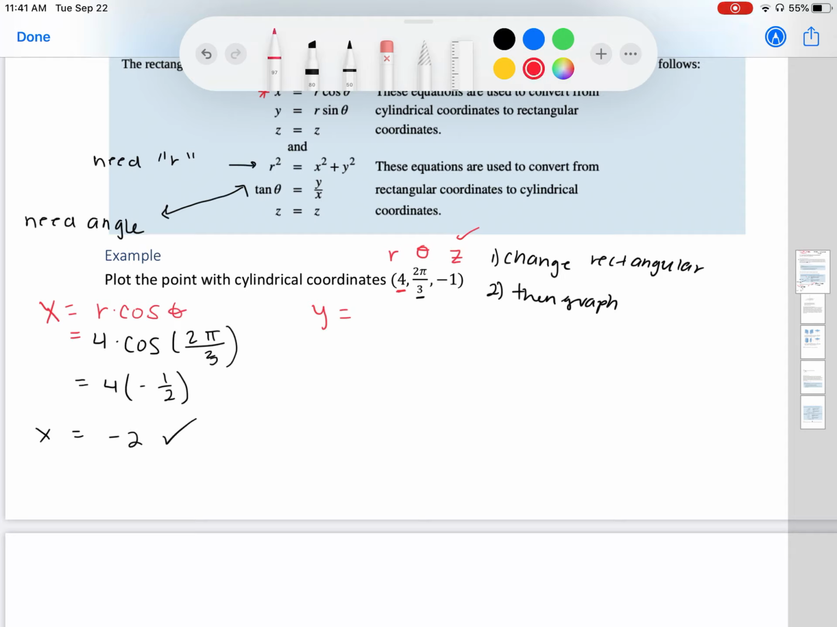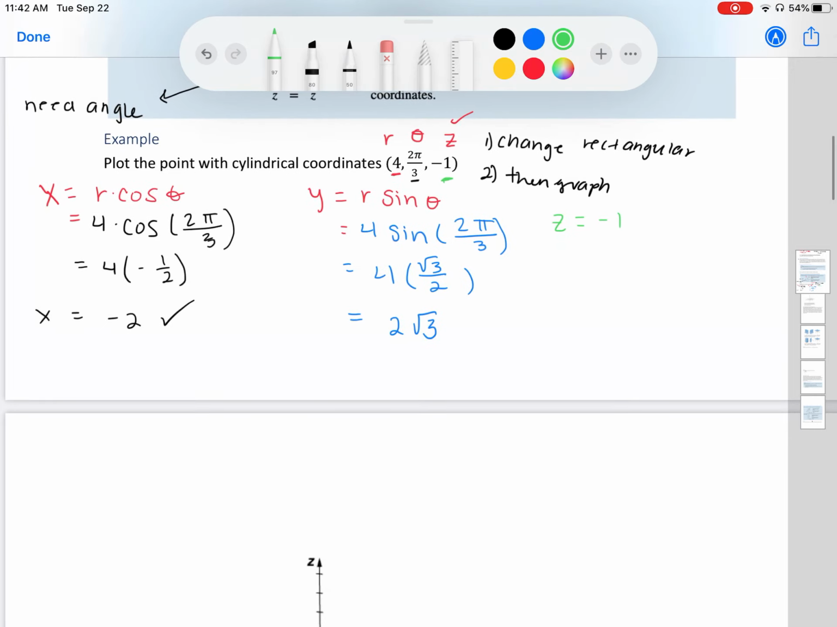Now to find y, we said that y is made up by r sine theta. So same numbers, just change cosine to sine: r is 4, sine, and my angle is 2 pi over 3. So I have 4 times square root of 3 over 2. Now notice this is a different number because we're evaluating sine, and sine is the y coordinate. Just refreshing your pre-calc. So we have 2 square root of 3 as our answer. And lastly, we need to find z, but z is the same, so it's just negative 1.